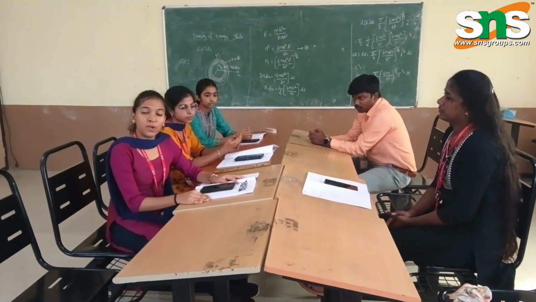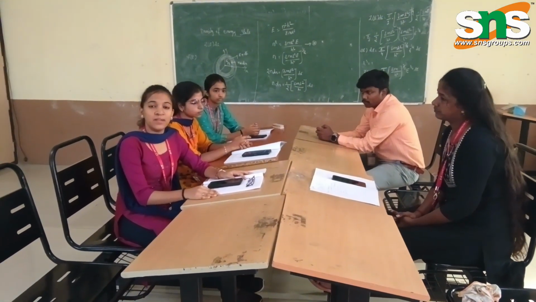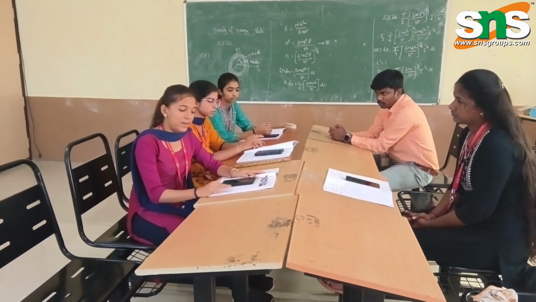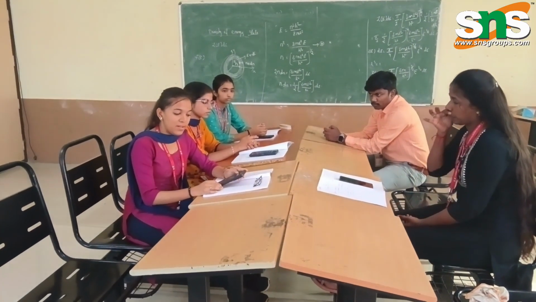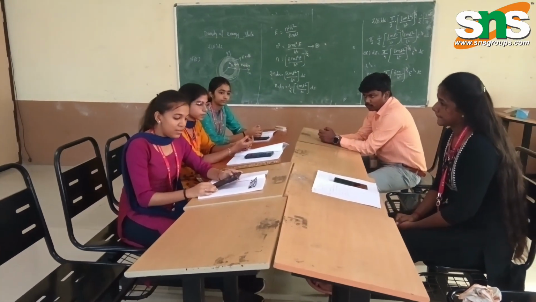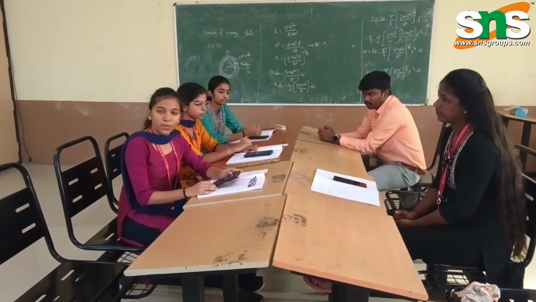I am going to explain about the difference between the prism and pyramid. So what is the difference between prism and pyramid? A prism is a solid that has two equal and parallel bases. The side faces are rectangles. The shape is the same from top to bottom.